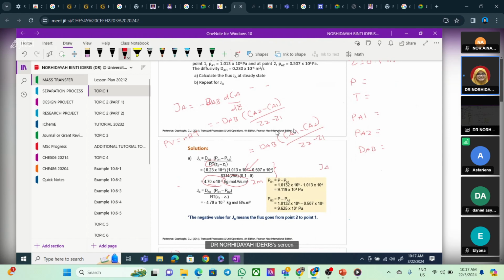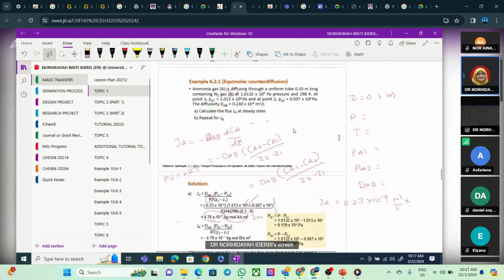So perhaps we can just simply do it. JA is equal to 0.23 to the power of negative 4, and the unit is meter square per second. Okay, and then you multiply with this one, and the unit is, what now? Pascal. Okay, the unit is in Pascal. So you put the value, I just put the unit, just want to ensure the right unit, right? So 8314.